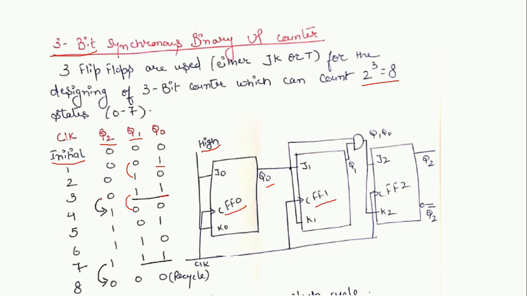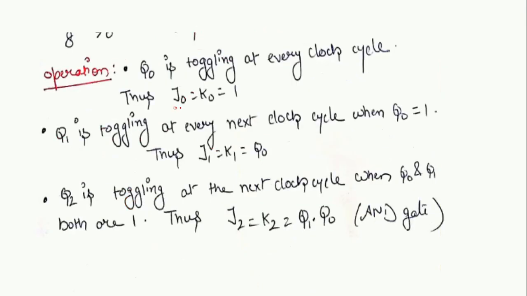Now let us see the considerations. Here Q0 is going to toggle. Q2 is going to toggle, and here as well Q2 is going to toggle. So the condition is when both Q0 and Q1 are 1, 1, Q2 is going to toggle. So we have used an AND operation over here. When both the values are 1, 1, J2 and K2 will become equal to 1 and Q2 will toggle. So this is the operation of the 3-bit synchronous binary up counter. You can see it over here: J0 K0 is 1, J1 K1 is equal to Q0, and J2 K2 is equal to Q0 dot Q1.